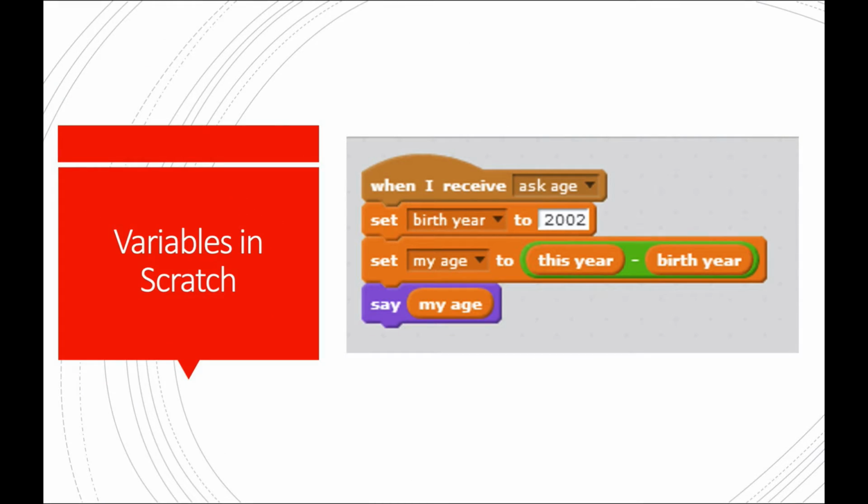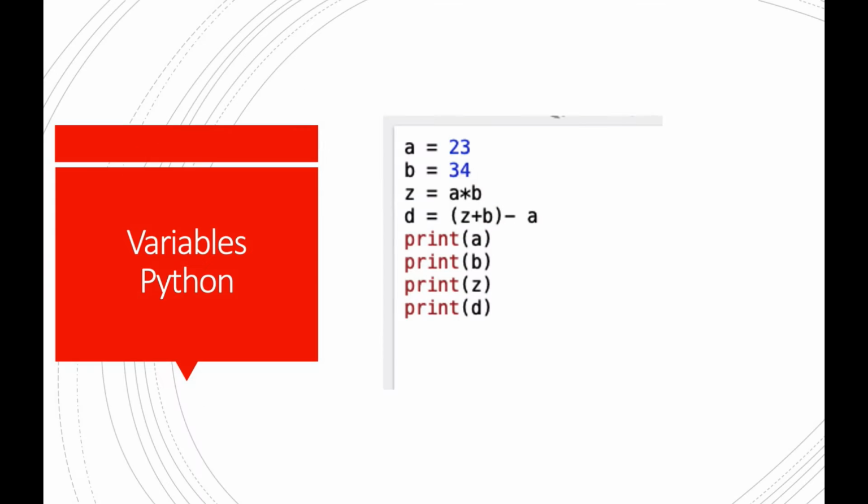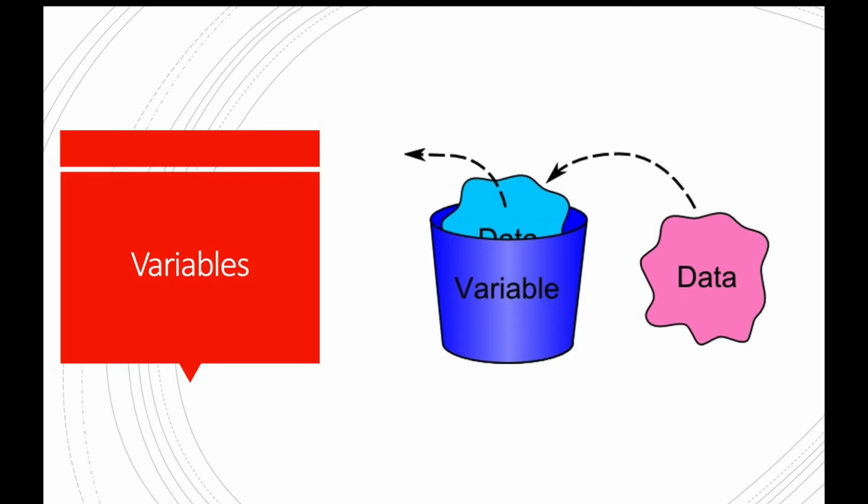Basically, a variable in Scratch is a changeable value recorded in Scratch's memory, a variable in Python is a changeable value recorded in Python's memory, and a variable in C++ is a changeable value recorded in C++ memory. A variable is a container that holds a value, and variables can only hold one value at a time. These values can be changed anytime, and that's why they're called variables.